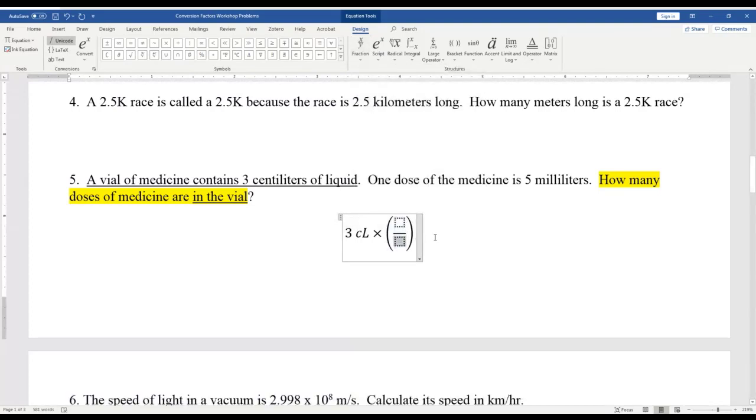Now, what unit is going to go on the bottom of this first conversion factor? Not millimeters. Centiliters, yeah. Whatever unit was previously on top, that's the unit that has to go on the bottom. Centiliters was on top, now it has to go on the bottom. Now, what can I convert centiliters to?